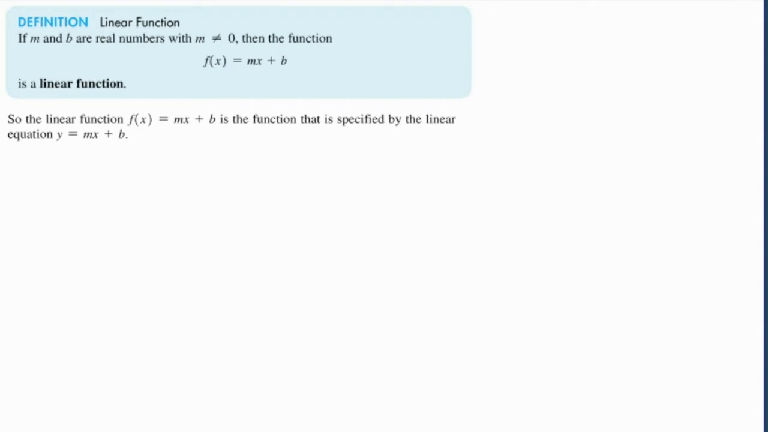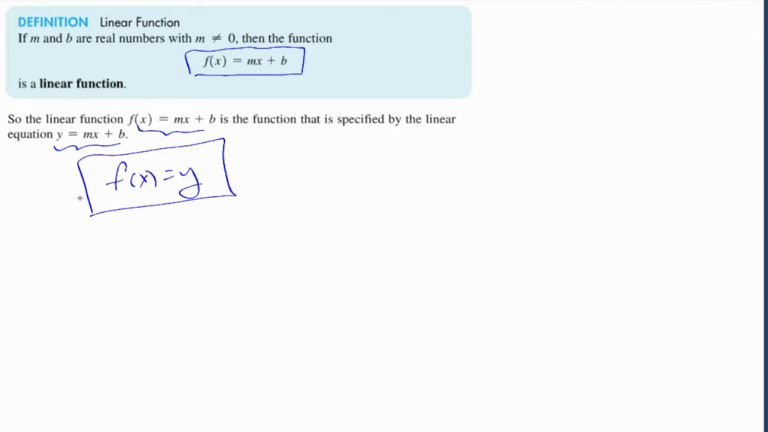So the definition of a linear function: if we have m and b that are real numbers such that m is not equal to 0, then the function f of x equals mx plus b is a linear function, and this linear function can also be called a linear equation if you replace f of x with y. And we said this in previous lessons, that f of x is a function name, but it holds the value for the y variable.